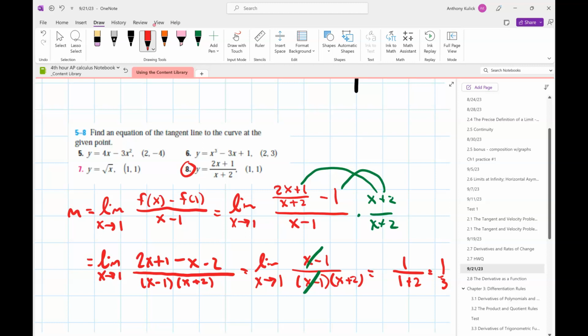Does that feel okay? Just so you know, if you did the h way, it still should work. It just might have been more work.